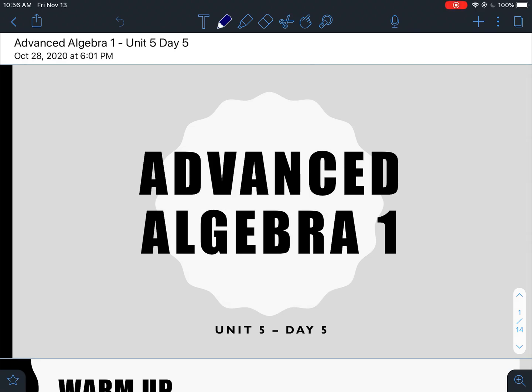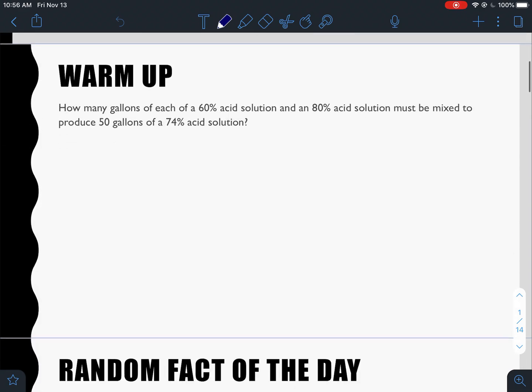These are your notes for Unit 5, Day 5 of Algebra 1. If you would like to see your warm-up, review question, or any homework questions we went over in class, just look at the finished notes.